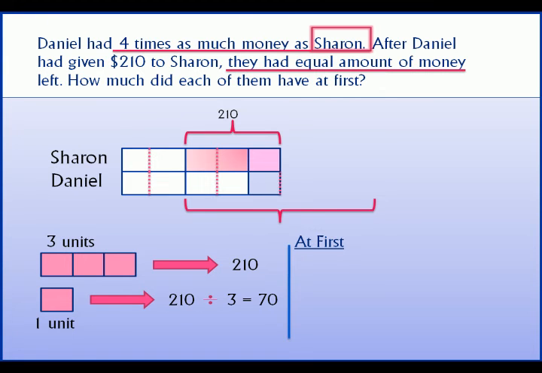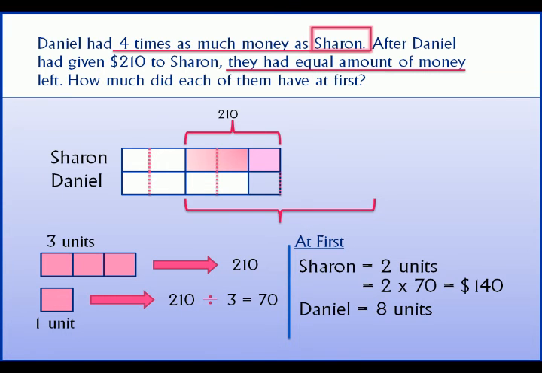So at first, Sharon had 2 units, which is 2 times 70 gives $140. And Daniel had 1, 2, 3, 4, 5, 6, 7, 8 units, and 8 times 70 is $560.